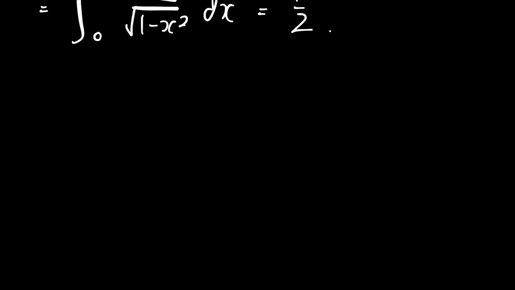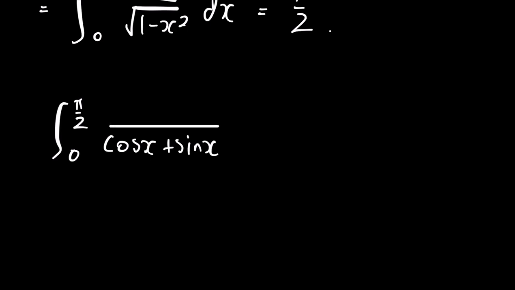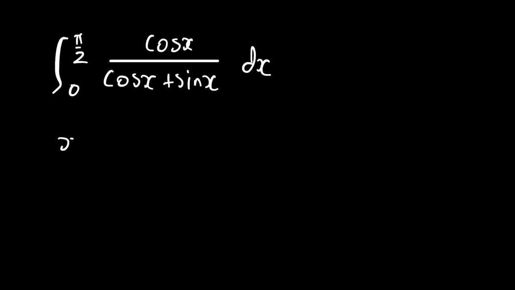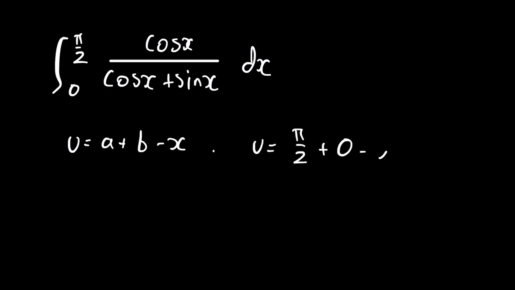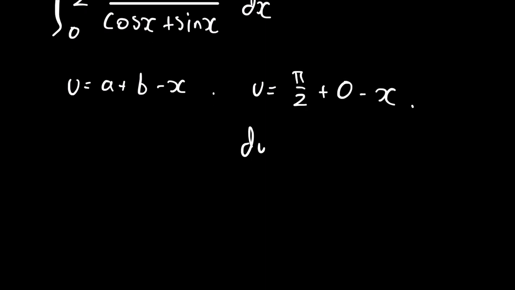Now, a really nice and useful trick is the King's rule. To show it best, I'll use this example. Cos x plus sine x in the denominator, and cos x in the numerator. We will do u equals a plus b minus x. In this case, u is pi over 2 plus 0 minus x. Du over dx is minus 1, and then dx is minus du.